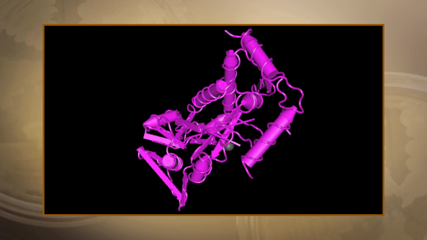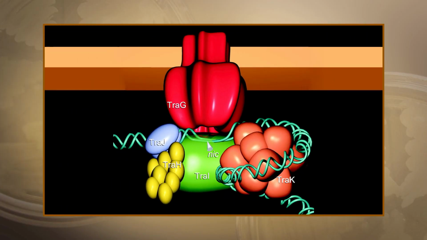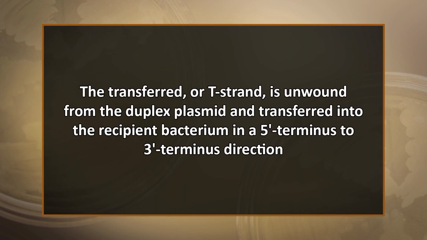When conjugation is initiated via a mating signal, a relaxase enzyme creates a nick in one plasmid DNA strand at the origin of transfer, or ORIT. The relaxase may work alone or in a complex of over a dozen proteins known collectively as the relaxosome. The transferred or T strand is unwound from the duplex plasmid and transferred into the recipient bacterium in a 5' terminus to 3' terminus direction.